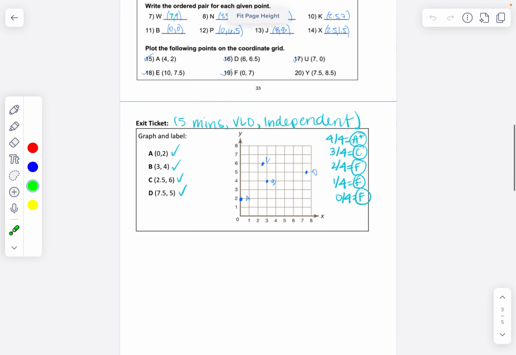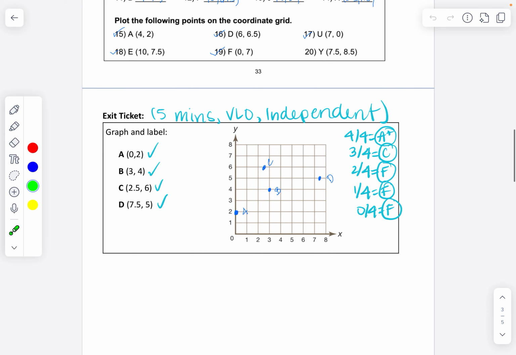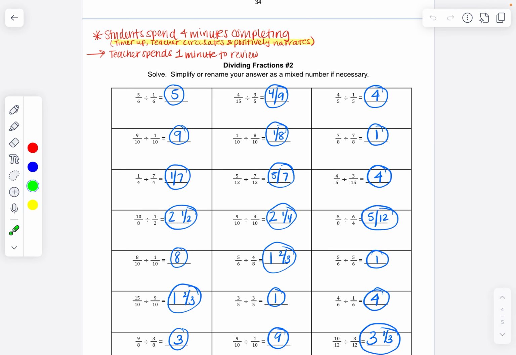From there, students are going to only be plotting points given an ordered pair. 4 questions, 4 points. And then for their fluency, kids are going to be dividing fractions just like they did yesterday. Choose a column for them to hone in on.